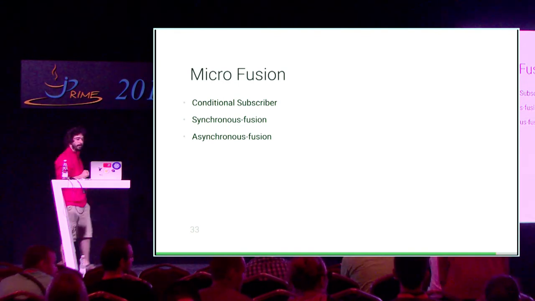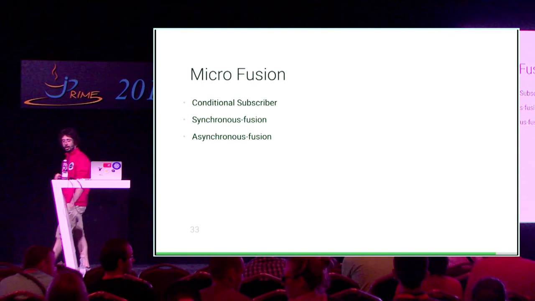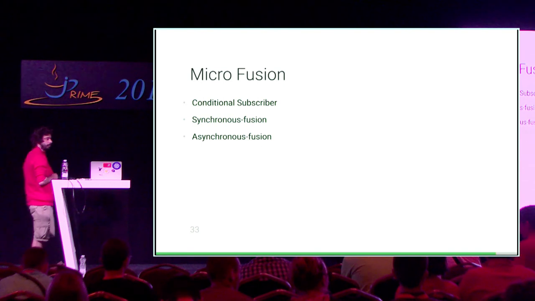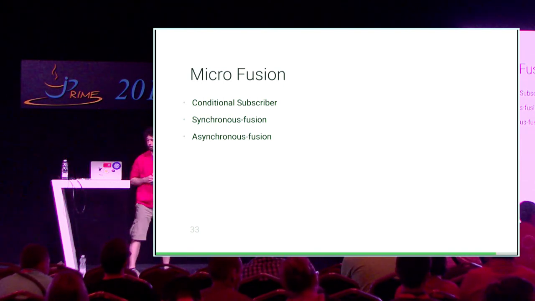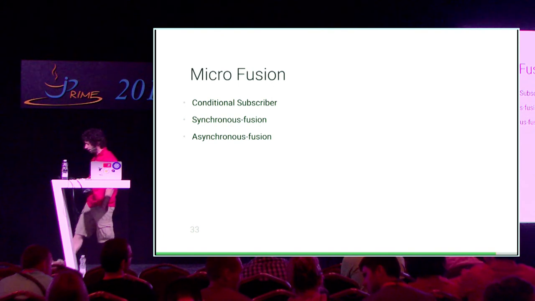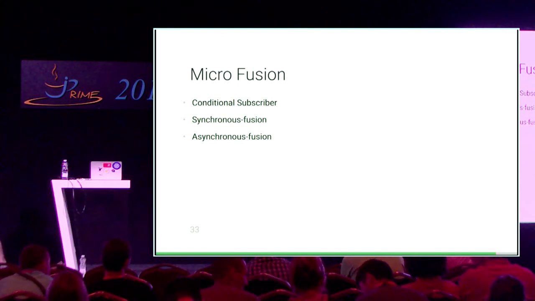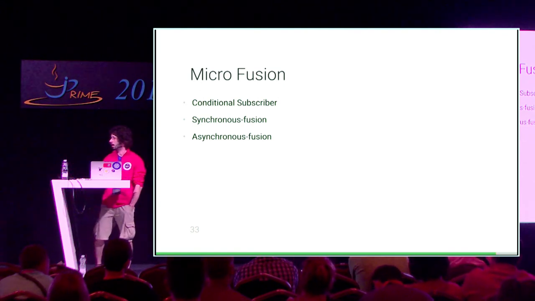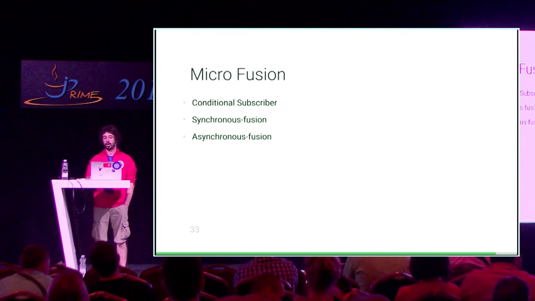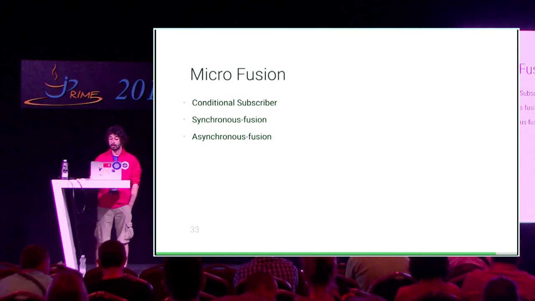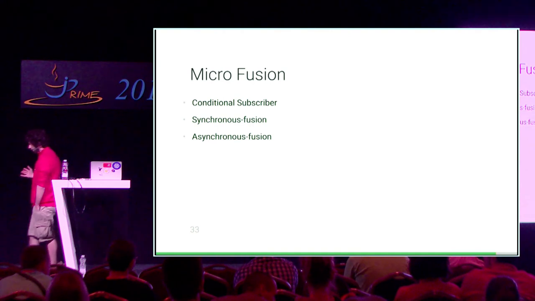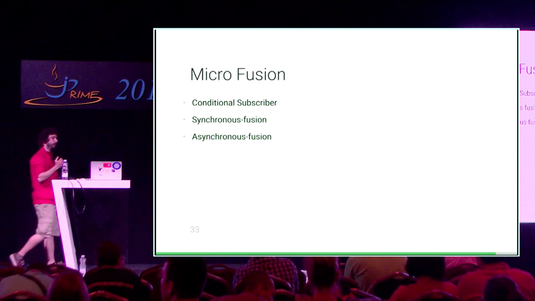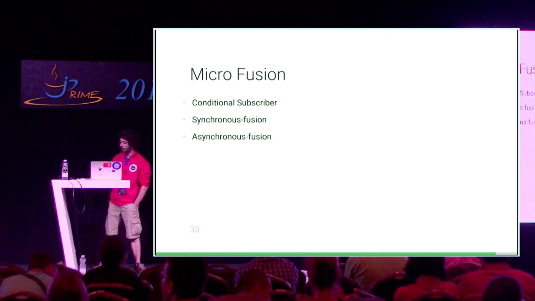The micro fusion is a little bit more difficult. You have a conditional subscriber, so you may not need a subscriber. In a way, this is the example of the request one. So you first ask if there's something to be requested, and then you request this element. That's quite internal. Synchronous fusion is when you see that the subscription implements some kind of a queue, so you can immediately reuse that when you create a new subscription.